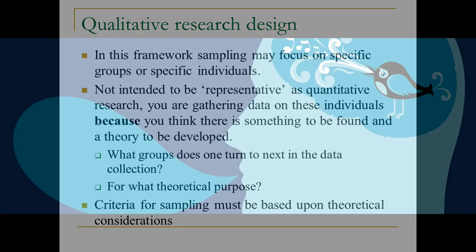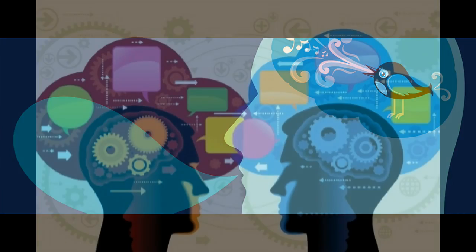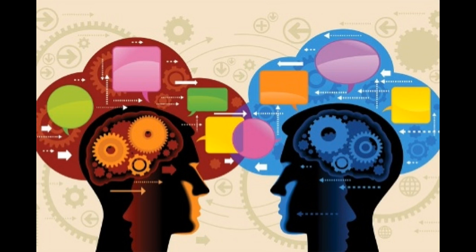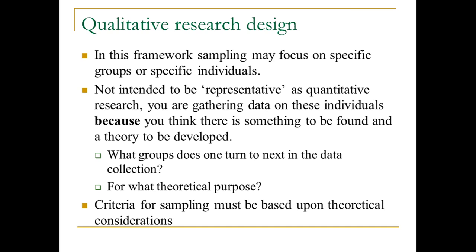Qualitative research is not intended to be representative in the same way that quantitative research is designed to be, because you're gathering data on these individuals because you think there is something to be found and a theory to be developed. This leads to questions such as what groups does one turn to next in the data collection, and for what theoretical purposes. The criteria for sampling must be based on your theoretical considerations, not the representativeness of the sample.